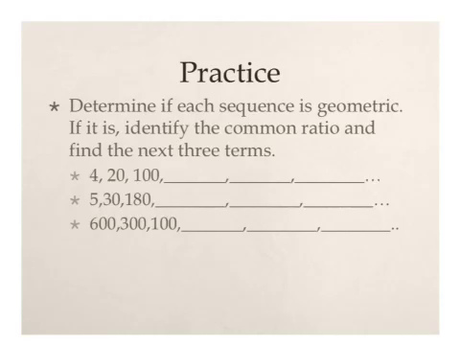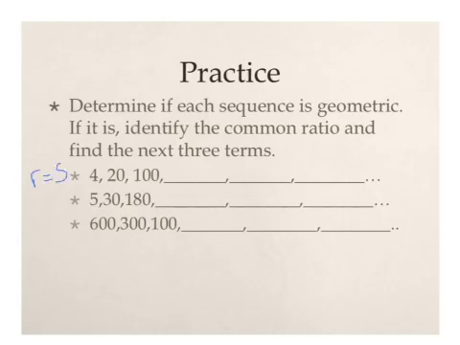Here we want to determine if each sequence is geometric, then identify the common ratio and find the next 3 terms, kind of like we did with arithmetic. In this first example, I'm multiplying from 4 to 20, I'm multiplying by 5. 20 to 100, I'm multiplying by 5. So my common ratio is 5.